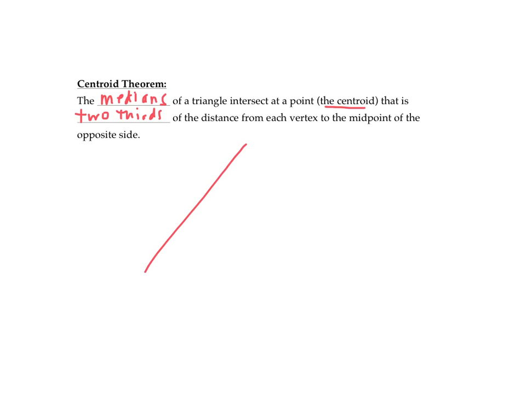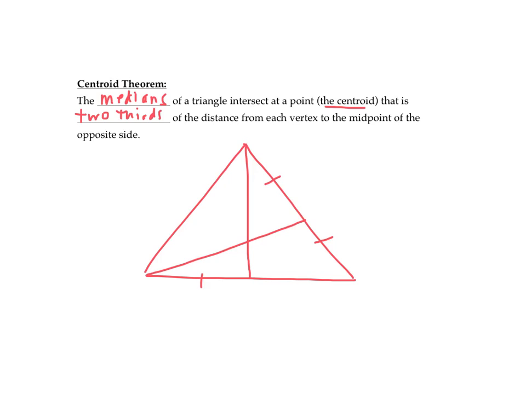Okay, so it's a little confusing. So let's draw a triangle. And let's go ahead and put in the medians. That will be a median if these two segments are congruent. This is a median if these two segments are congruent. And this is a median if these two segments are congruent. So again, a median goes from a vertex to the midpoint of the opposite side.